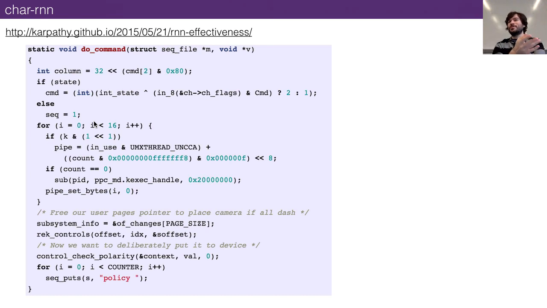Actually, I shouldn't call it pseudocode because pseudocode means something else, but it makes fake code, right? And it looks really convincing, right? It's like static void do command. This looks like real C code. It remembers if-else statements. It remembers that it's inside of a loop, right? It even makes up its own comments. "Free our user pages to place camera if all dash. Now we want to deliberately put it to device," right? So it's really lifelike. It even memorizes the entire GNU license, because if you look at the source code of Linux, each individual file has the entire GNU license in it. And so it just memorizes that, and then it can spit it out.